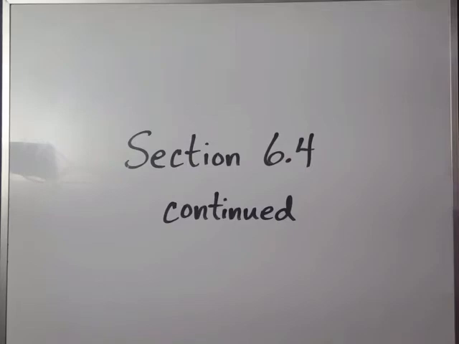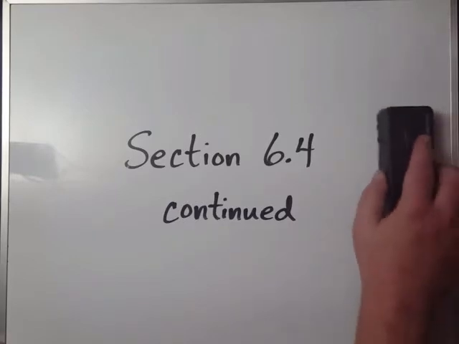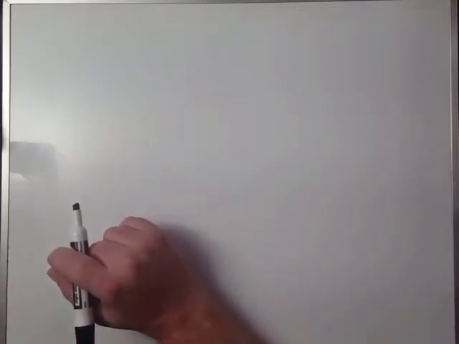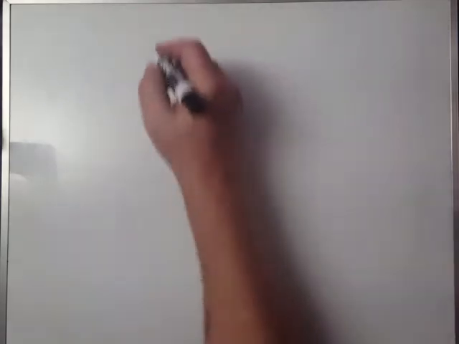Section 6.4, continued. We'll pick up where we left off. Last time we were adding and subtracting rational expressions that either had a common denominator already or the denominators were opposites. Now we're going to take a look at some more general cases. Let's start with a numeric example.